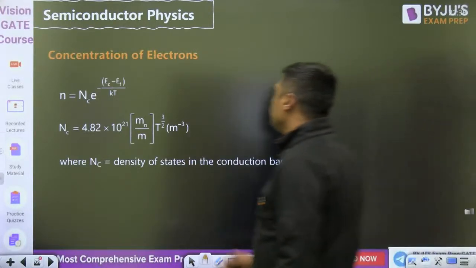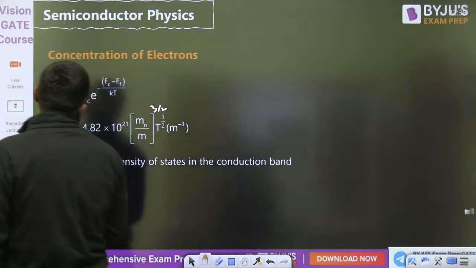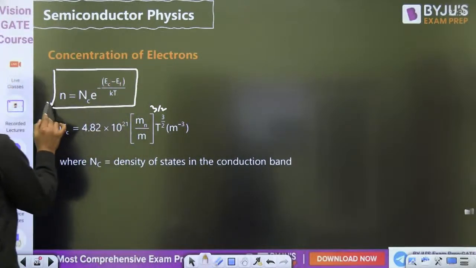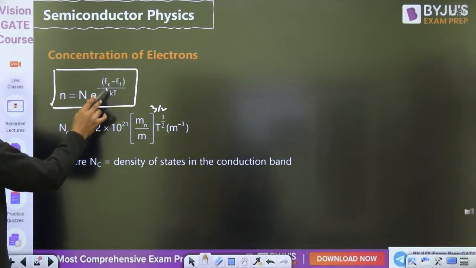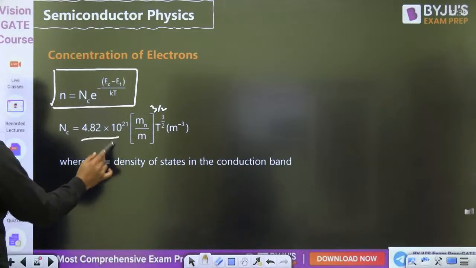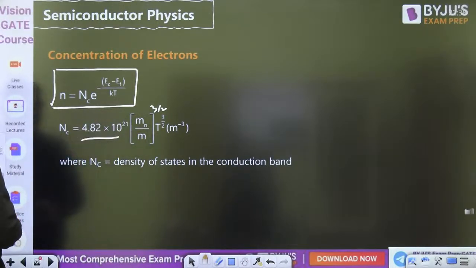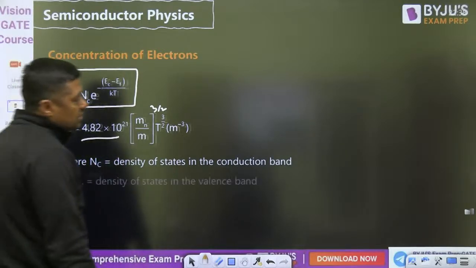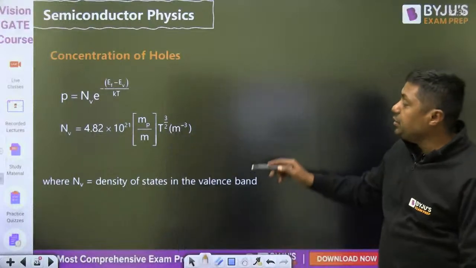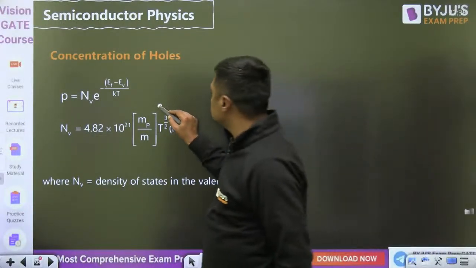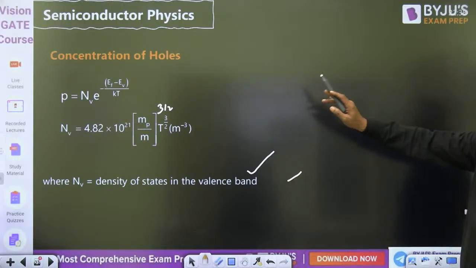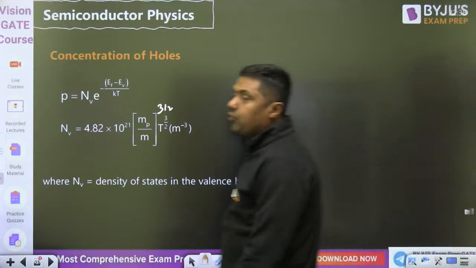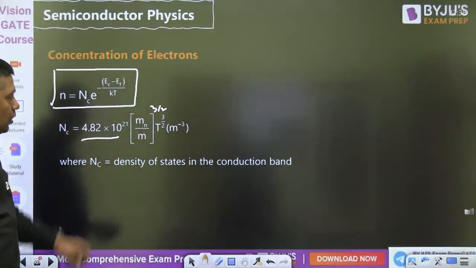Now, this is the formula. This one is very important. NC is called the effective density of states. n is equal to NC e raised to power minus (EC minus EF) by KT. NC has this value, but that is not important; the proportionality is very, very important, because we already have a very simple question on that. NC is the density of states in the conduction band. Similarly, NV is the density of states in the valence band. This goes as T to the 3 by 2. Okay, that is the formula: p equals NV e raised to power (EF minus EV) by KT. That gives you the concentration of holes, and the first one gives you the concentration of electrons.